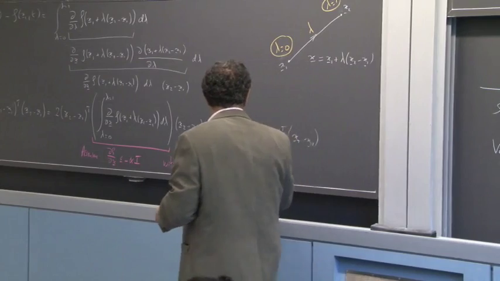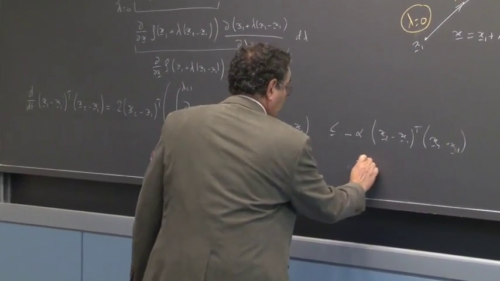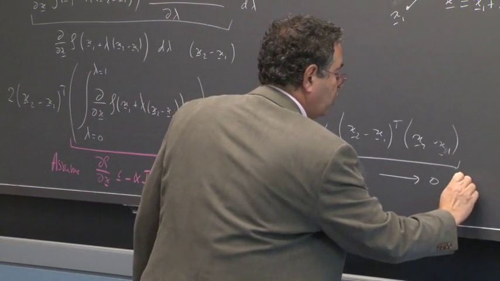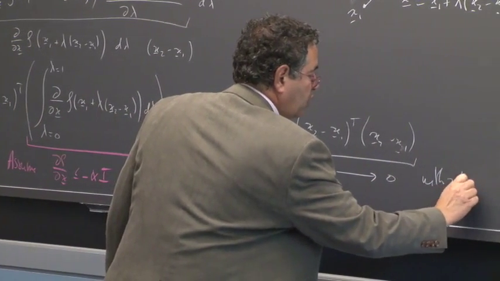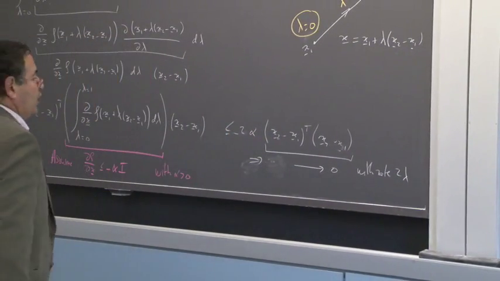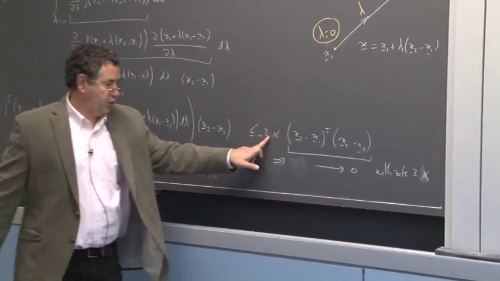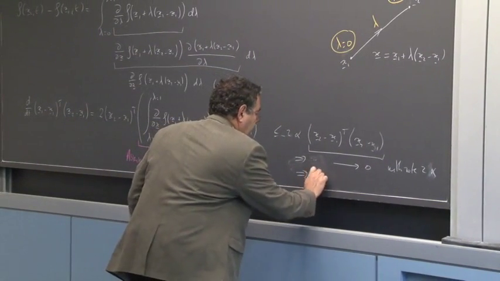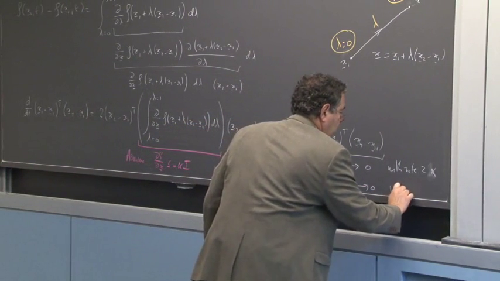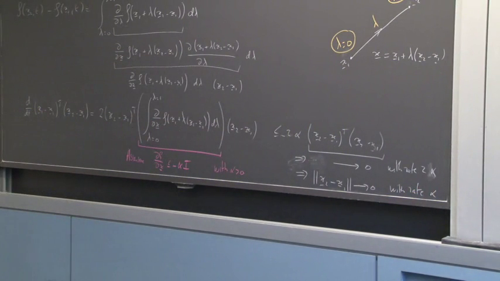And we see, therefore, that x2 minus x1 transpose x2 minus x1 tends to 0 exponentially with rate 2 alpha, because there was a 2, by the way, floating around. We have a 2 here, which means, of course, that x2 minus x1, the square root of that, tends to 0 with rate alpha.